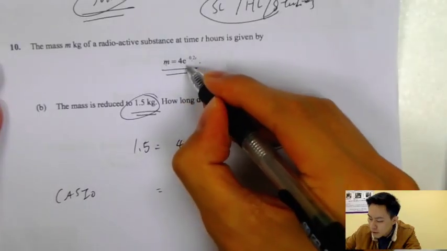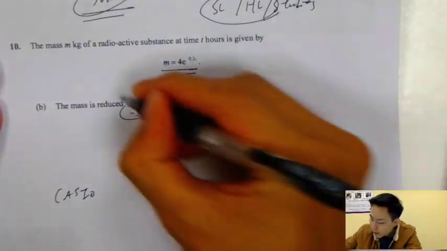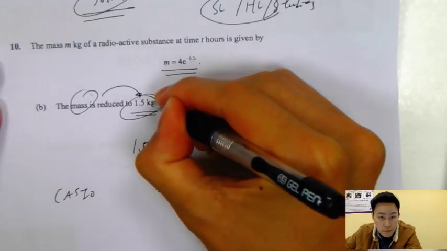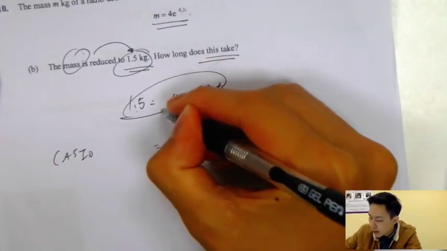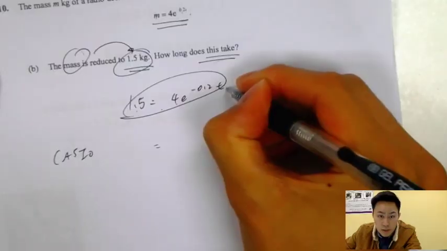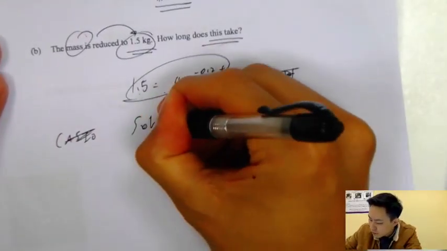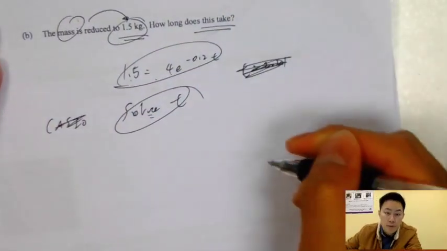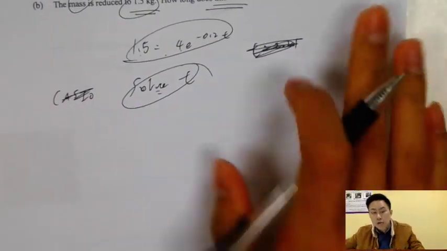M is equal to 4e^(-0.2t), and right now the mass is equal to 1.5 kg, so that is 1.5 equals 4e^(-0.2t), and you're trying to solve for t. How do you do this? By using a GDC. First I'll show you by using Casio.